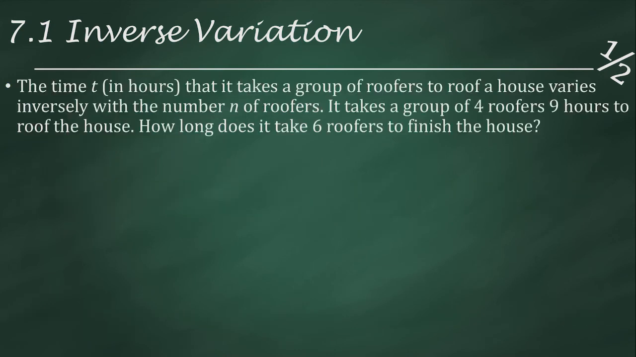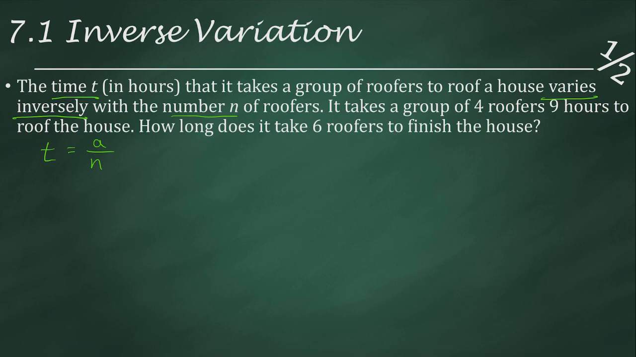Let's try an example. The time t in hours that it takes a group of roofers to roof a house varies inversely with the number n of roofers. It takes a group of 4 roofers 9 hours to roof the house. All right, so let's start with our first sentence. It says the time it takes to roof a house varies inversely with the number n. So t varies inversely, so we're dividing a over n.